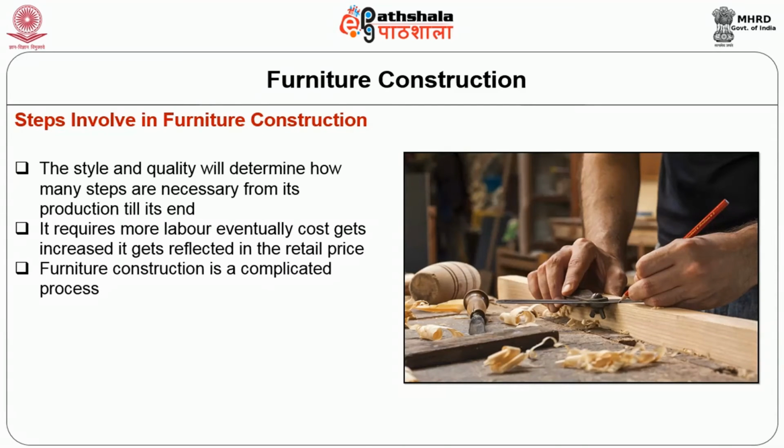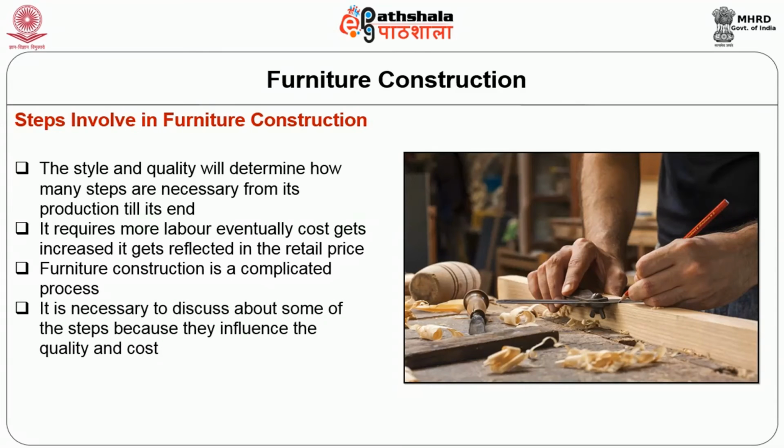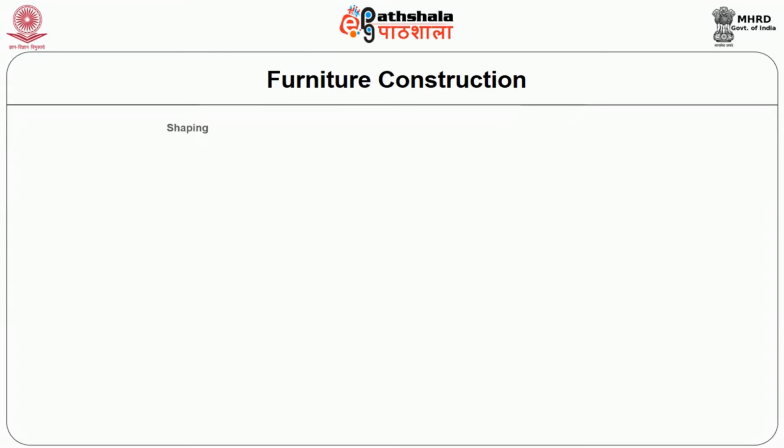Furniture construction is a complicated process. It is necessary to discuss some of the steps because they influence the quality and cost of the furniture. The steps involved in furniture construction include shaping, carving, turning, fluting, reeding and joining. The first step is shaping.